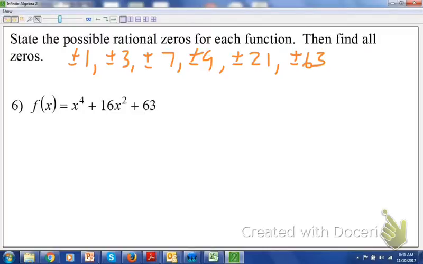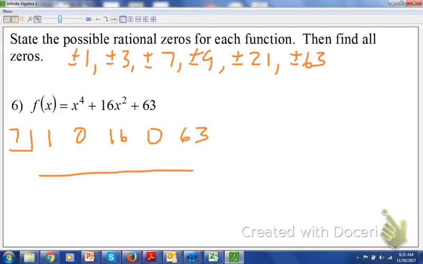Y'all ready to start trying some things? I tell you what, y'all put your pencil down because I can erase and do this really easily here. Just throw out what you want to try first. 7. Okay? I got a 1x to the 4th, 0x cubed, 16x squared, 0x, and 63. Bring down the 1. 7 times 1 is 7. 7 times 7 is 49. That's 65. And we could stop there, right?